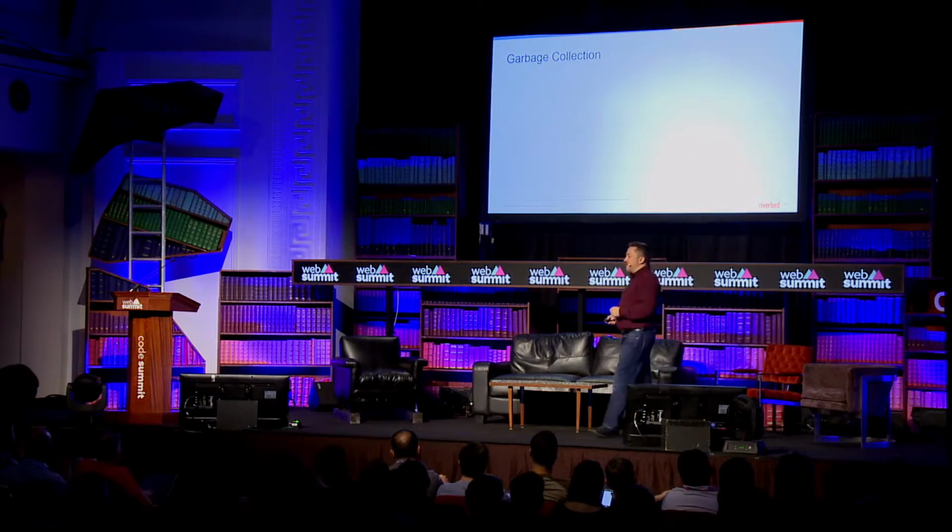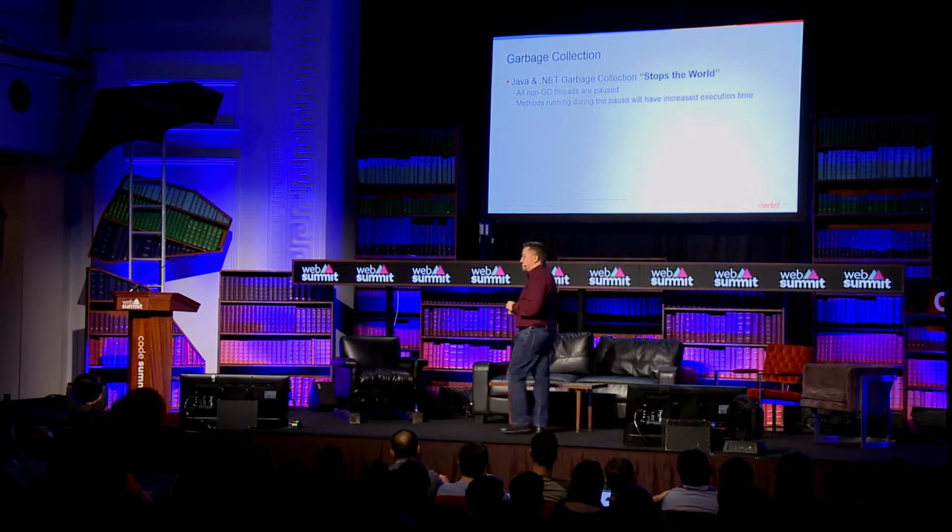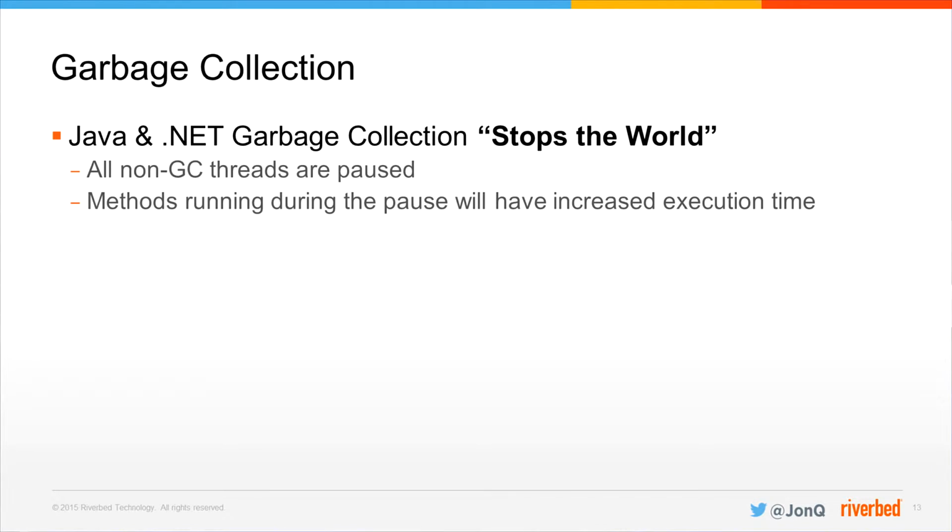I want to talk about garbage collection and dispel some myths that occur here. So Java and .NET garbage collection, as well as JavaScript and Node.js and any other language that has managed memory, will stop the world. What that phrase means is that all non-GC threads get paused. The threads that run the code that you write get stopped until the GC finishes.